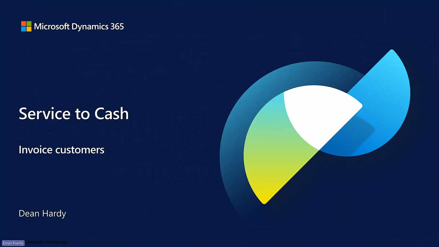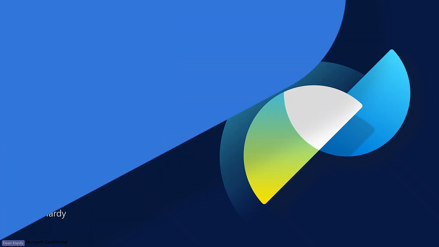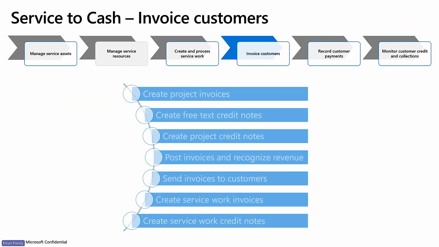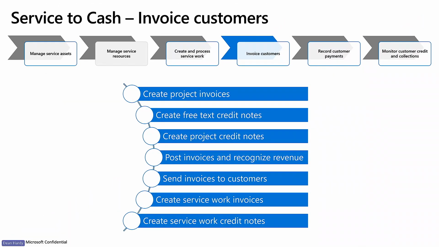Now let's talk about the invoice customers process area. Some of the most common business process flows included in the invoice customers area are create project invoices, create free text credit notes, create project credit notes, post invoices and recognize revenue, send invoices to customers, create service work invoices, and create service work credit notes.